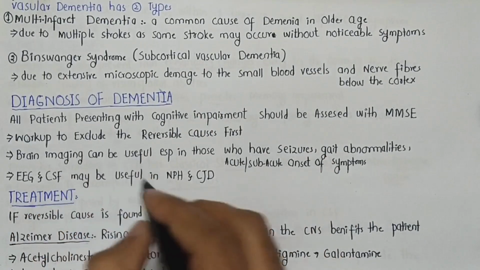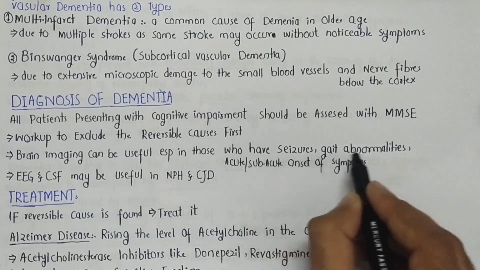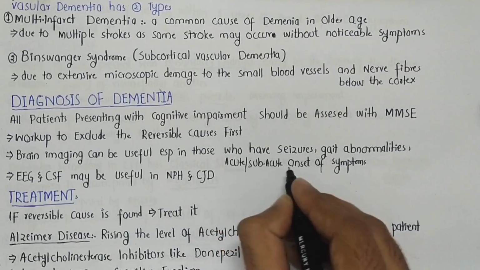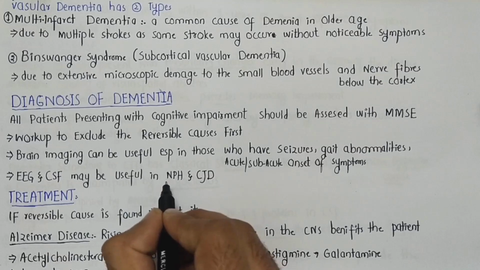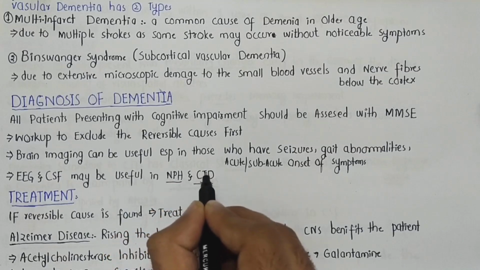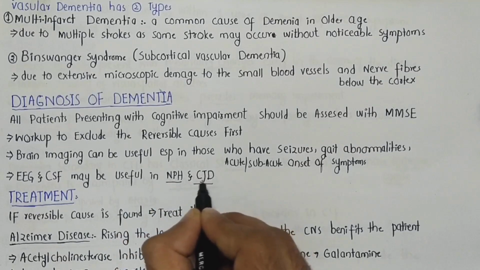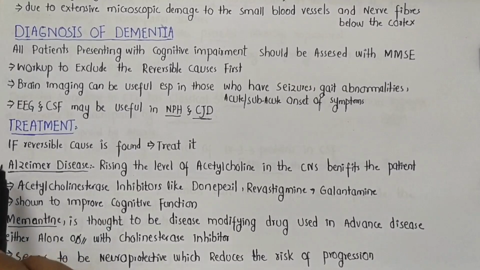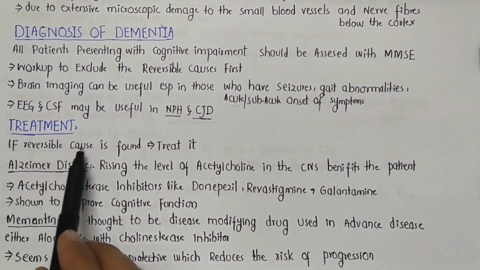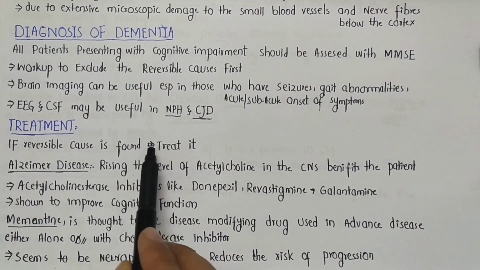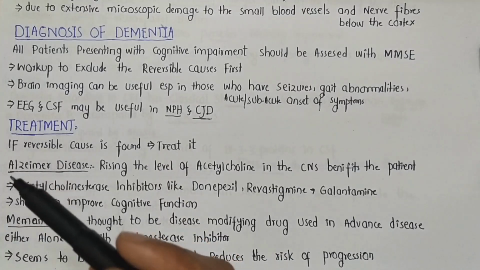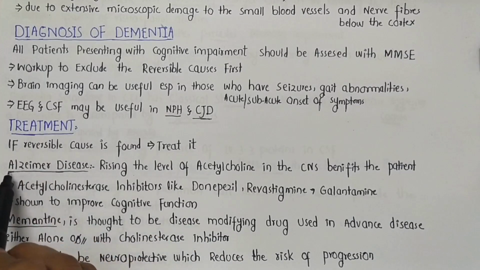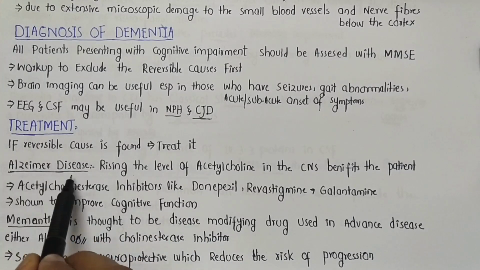You have to do the thyroid function tests and all the baseline investigations to exclude all the reversible causes first. Brain imaging can be useful, especially in those who have seizures, gait abnormalities, acute or subacute onset of symptoms. And EEG and CSF may be useful in NPH and CJD, where we look for 14-3-3 proteins in CSF. Now let's talk about the treatment of dementia. First of all, if you find a reversible cause of dementia, treat it, the dementia will get reversed.